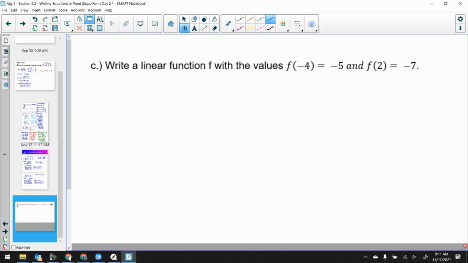All right, let's take a look here. Let's make this one our last one. F of -4 is equal to -5, and f of 2 is equal to -7. Okay, that means again, we've got -4 comma -5, and then 2 comma -7. Right? That's the notation telling me that those are the coordinates.